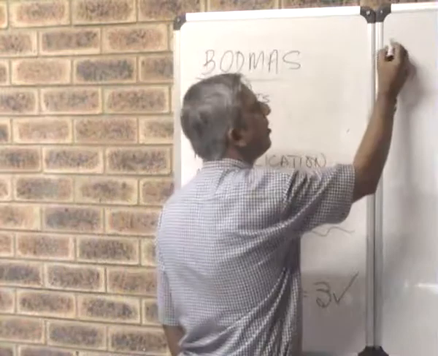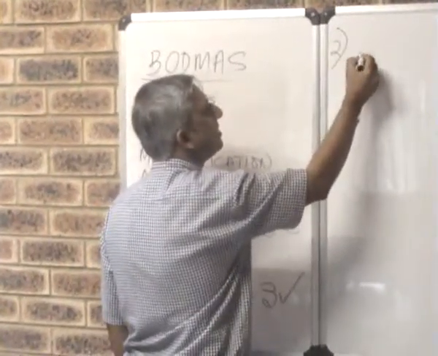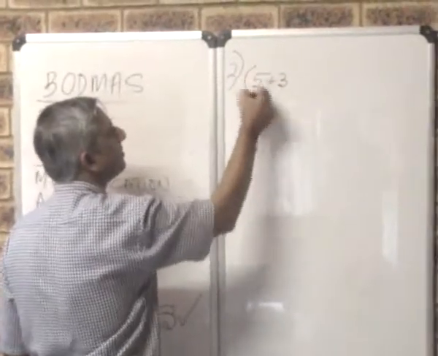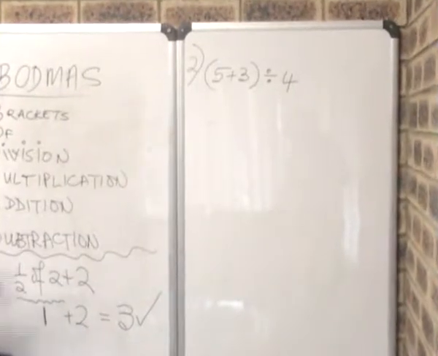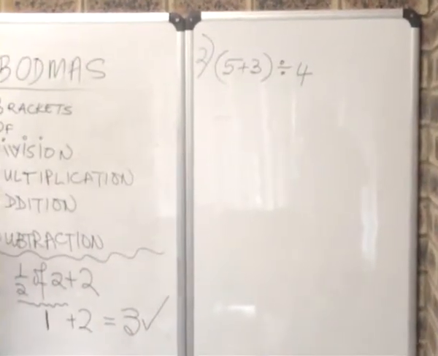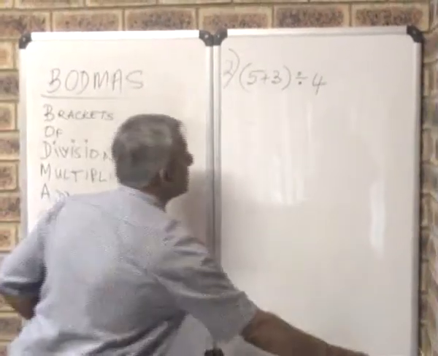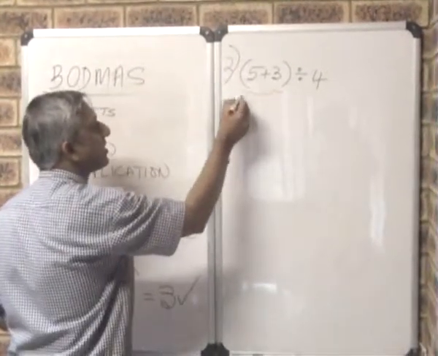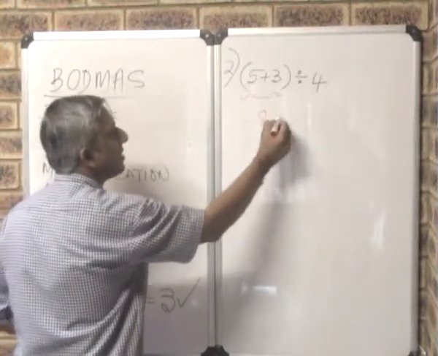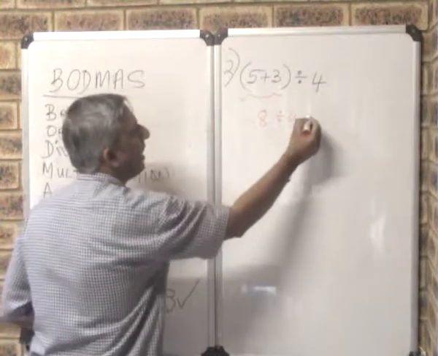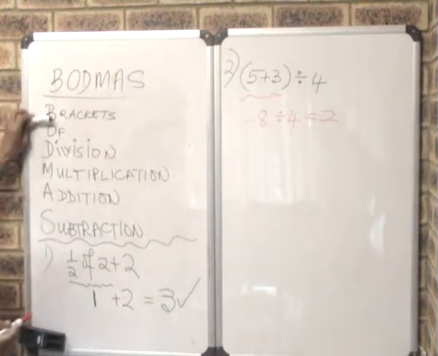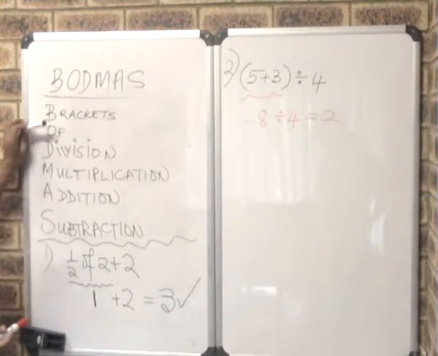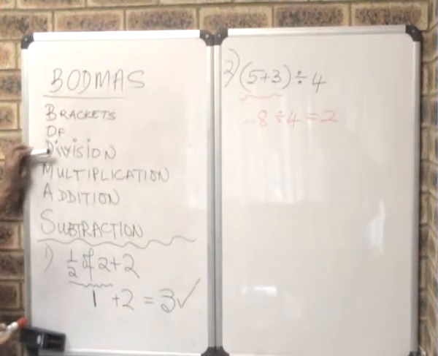Alright, let's look at another example. If we look at example 2, it says 5 plus 3 in brackets, divided by 4. So if you apply the rule of BODMAS to that example, you're looking for brackets, and there you are, you have the brackets. So you've got to do the brackets first, which is 5 plus 3, which is 8, then divided by 4, and the final answer is 2. So in every example, you've got to go through the steps and see which one of these is there, and then apply them. But you must go step by step.